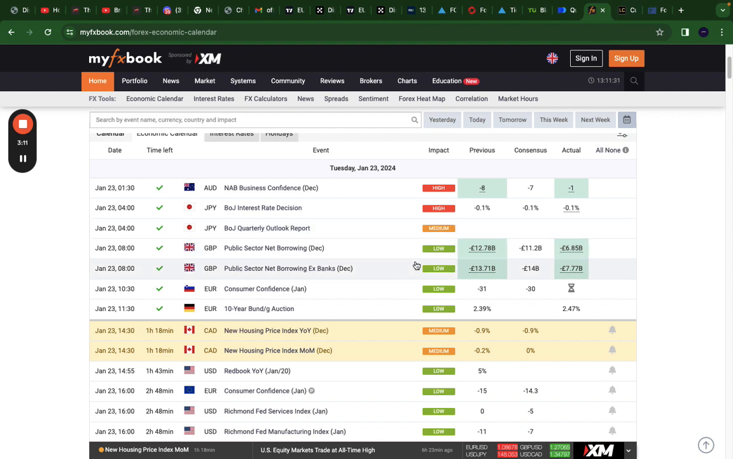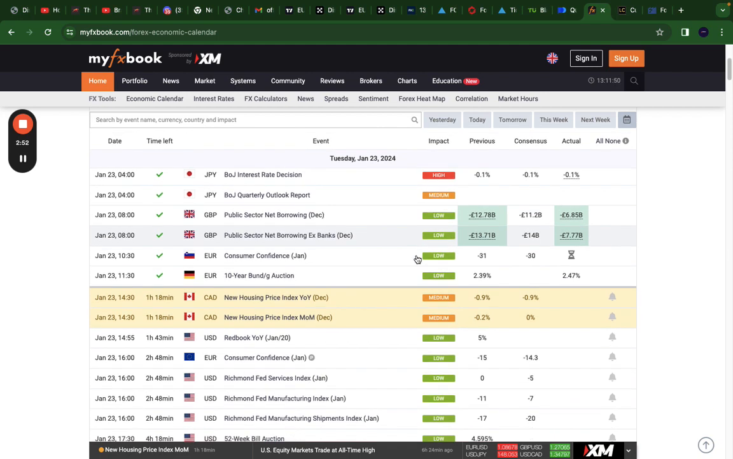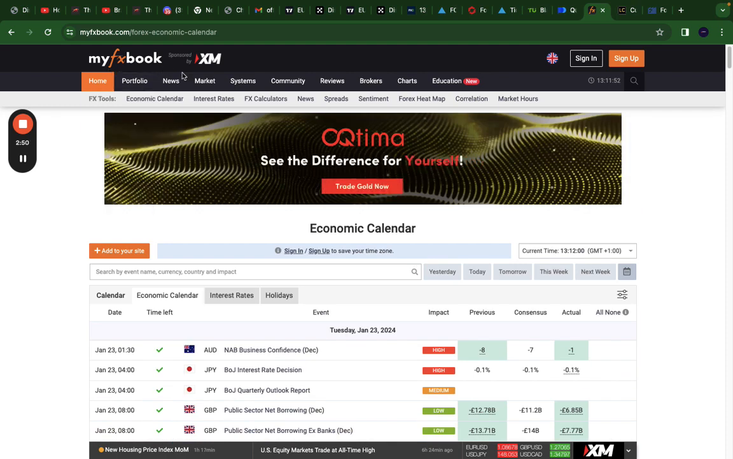But when you have the news that states low, fine. Low means it will have low impact on the market. It might not have any impact at all. That means you can actually take that currency pair. All right, so that is it about MyFXBook.